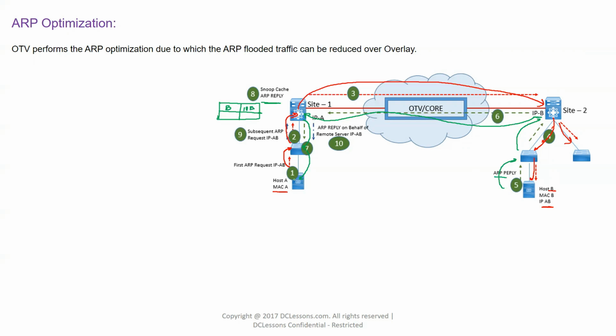Now further, for any other traffic, if host A again generates an ARP request for host B, the ARP request reaches the edge device at site 1, which already has an entry in its table. In that case, the edge device will not forward the ARP request to site 2. Rather, it will reply back to host A here only. So in that way, the ARP optimization is done.